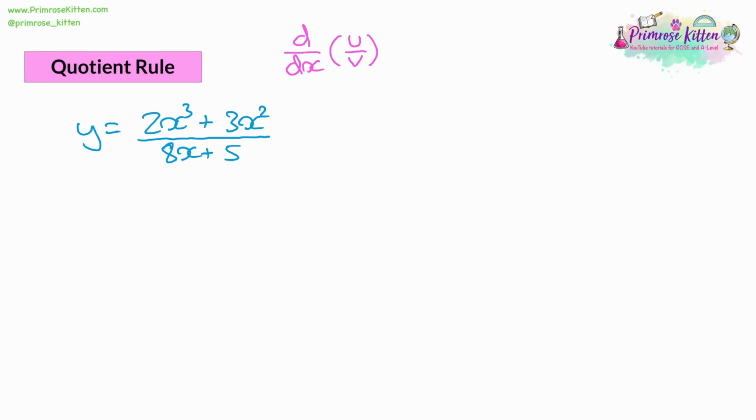The quotient rule is when you want to differentiate, but the numbers aren't being added or subtracted like normal differentiation. They're not being multiplied like product rule, they're being divided. So you might have something like y equals 2x cubed plus 3x squared, all divided by 8x plus 5. Now, to use quotient rule, you've got u divided by v, so something's being divided by something else. And so the answer is going to be v multiplied by du by dx, take away u multiplied by dv by dx, and it's all going to be divided by v squared.